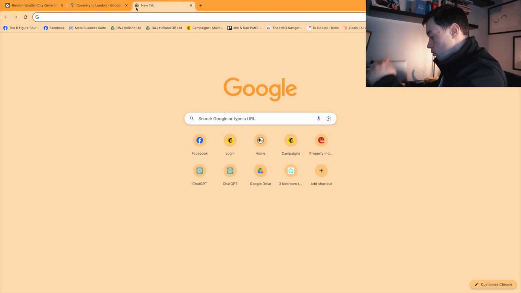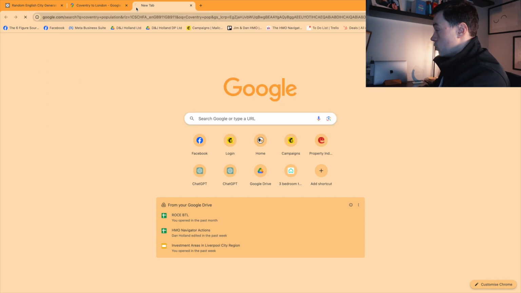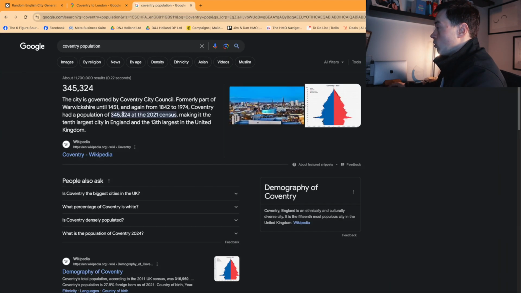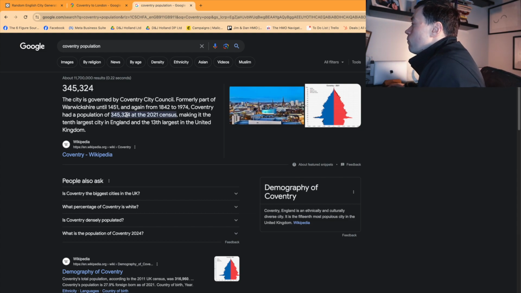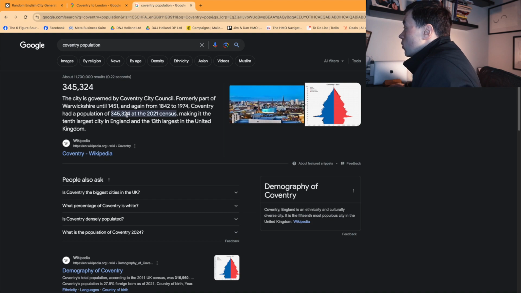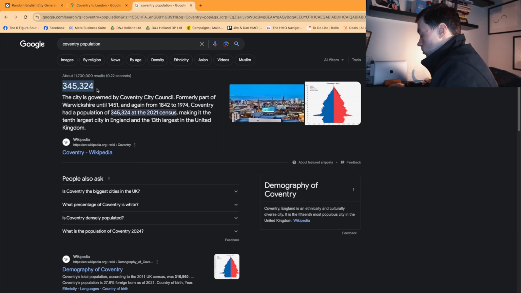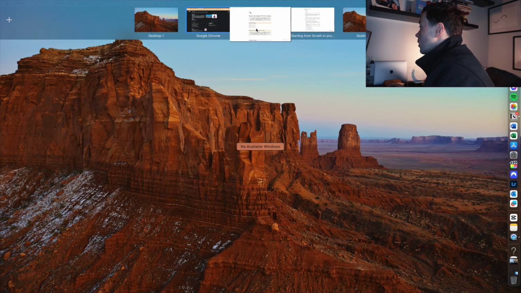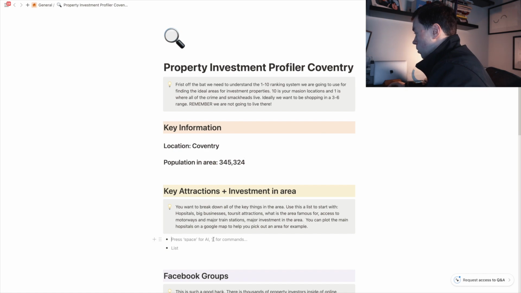Let's follow the profiler. So Coventry population. 345,324 people in the 2021 census, making it the 10th largest city in England and the 13th largest in the United Kingdom. Oh, nice. So, let's copy and paste that. Whack that in our Notion page. So we've got a general idea there.